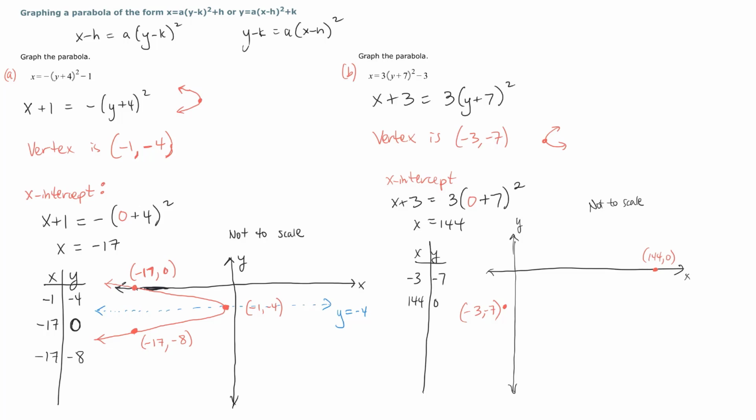And we could draw the axis of symmetry. In fact, that is the horizontal line. It's called y equals -7. And I need a third ordered pair, so let's call this one here. What is that? That's going to be 144, -14.